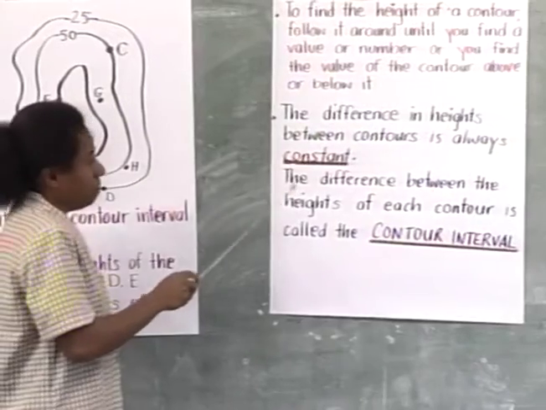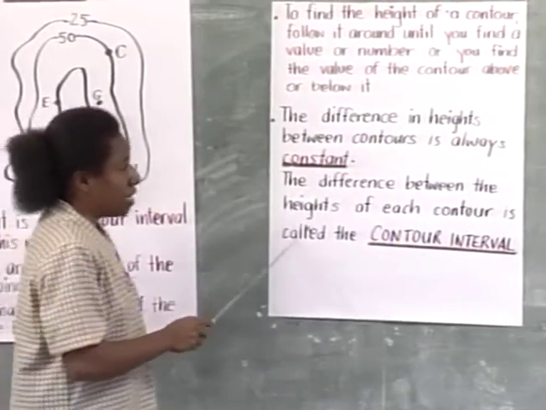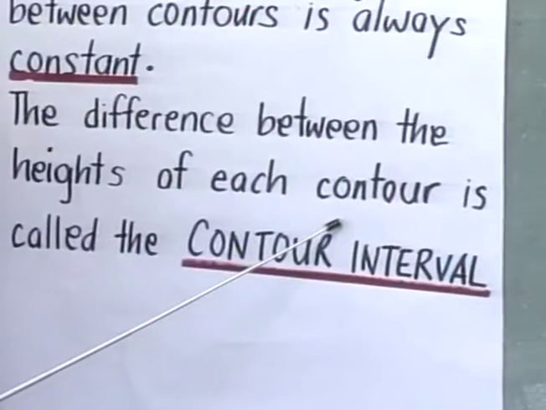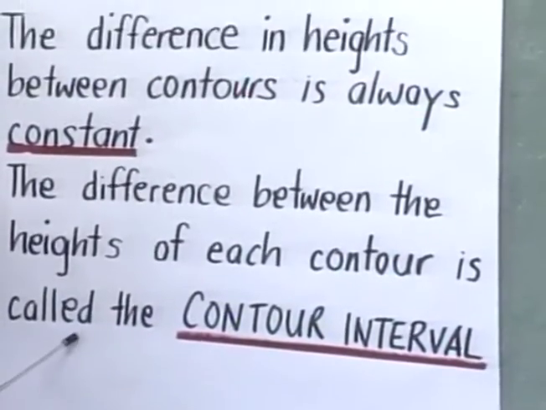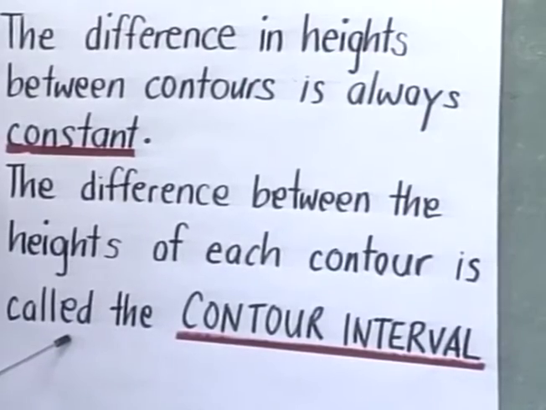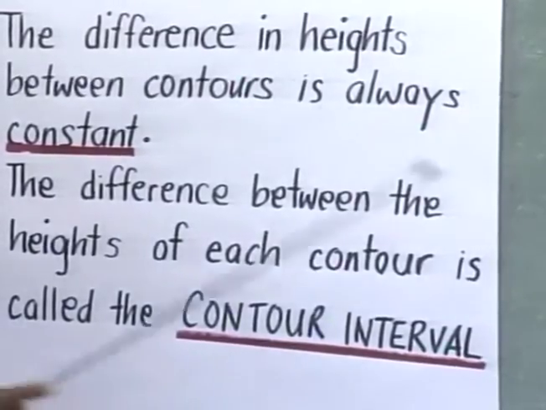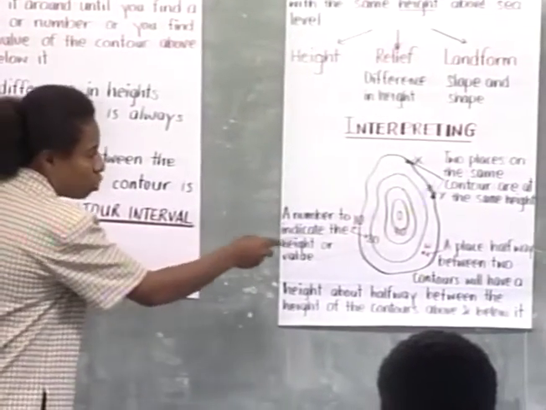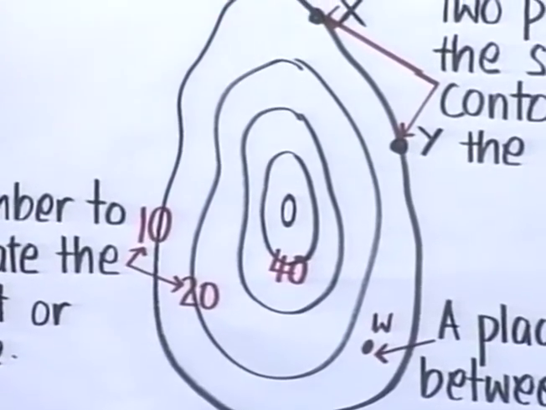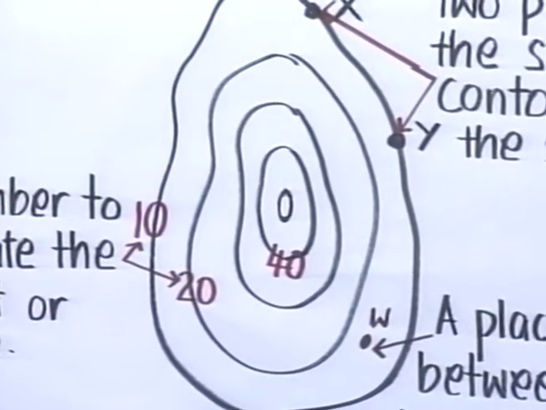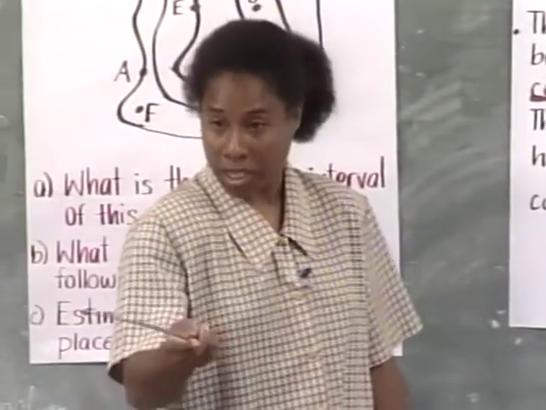Finally, the difference between the heights of each contour, the difference that I have just worked out here, is known as the contour interval. So if the question wants you to find the contour interval of this map, what would be your answer? What is the contour interval of this map? What is your answer?